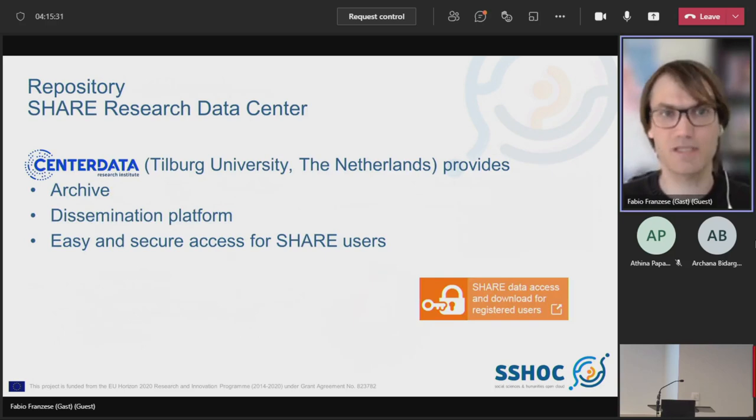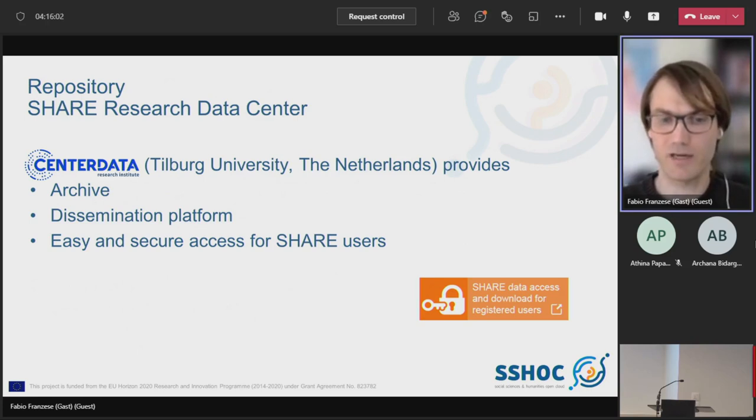And last point from the basics, the repository that we have, that's the SHARE Research Data Center, provided by Center Data, our partners from the Netherlands. And here we have a dissemination platform where we release the SHARE data and have an archive of all the old releases. And here also the users have easy and secure access to the SHARE data.